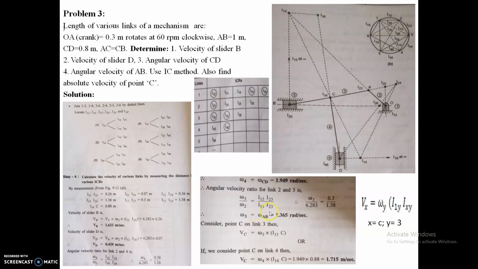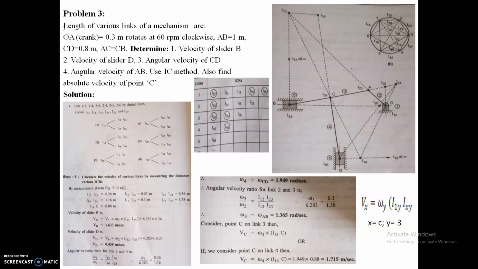Keeping this value of IC13, accordingly you will get the answer omega 3, that is omega of AB is equal to 1.365 rad per second. So in this way again you are going to compare links 2 and 4 for getting the value of omega 4, that is the angular velocity of link number 4. The same method: you apply the angular velocity ratio theorem with x equal to 2 and y equal to 4, and you will get I12 is known, I24 is unknown.